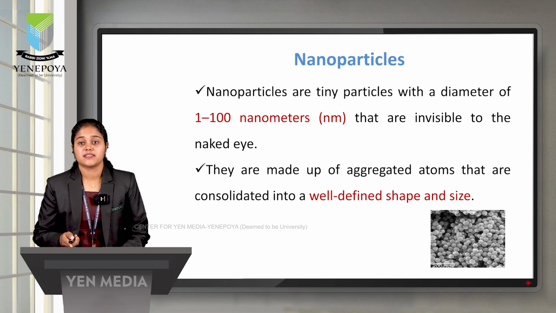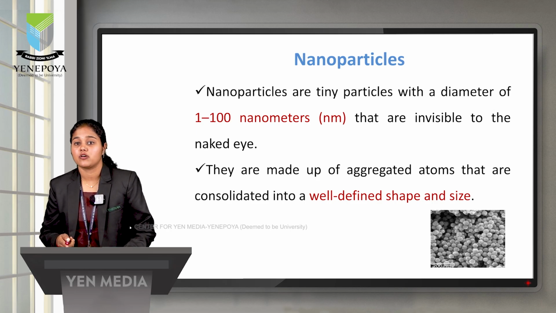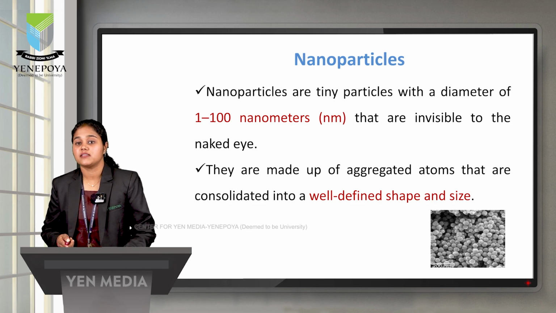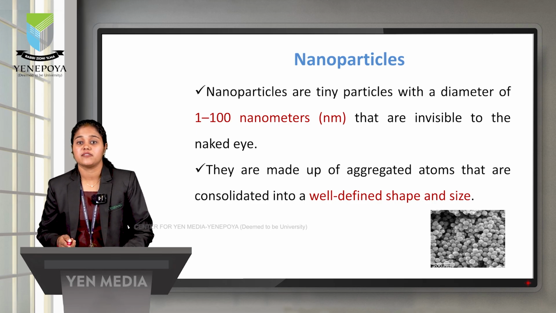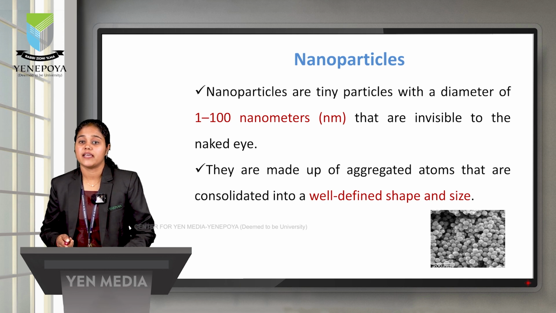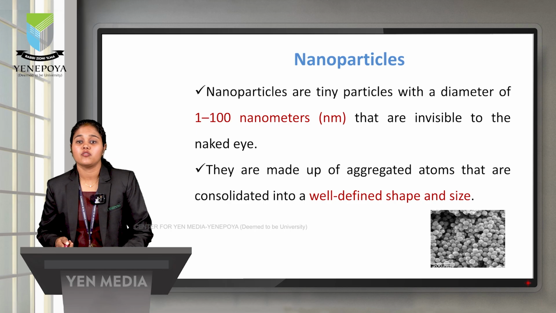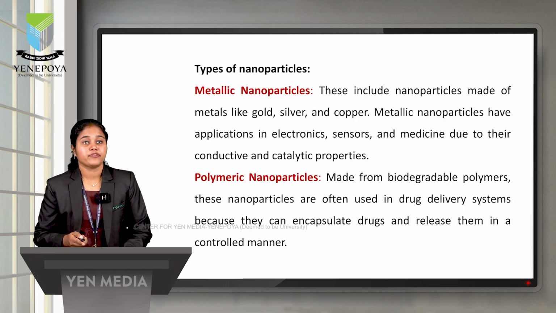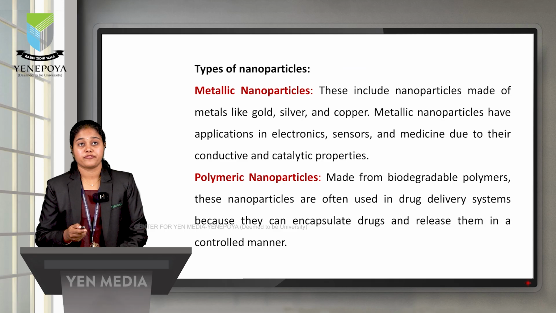This is a scanning electron microscopy picture of nanoparticles. SEM pictures will look like this. If any formulations are observed under the SEM microscope, they will look like this, maybe in a dried form. The next is types of nanoparticles. What are the types of nanoparticles?